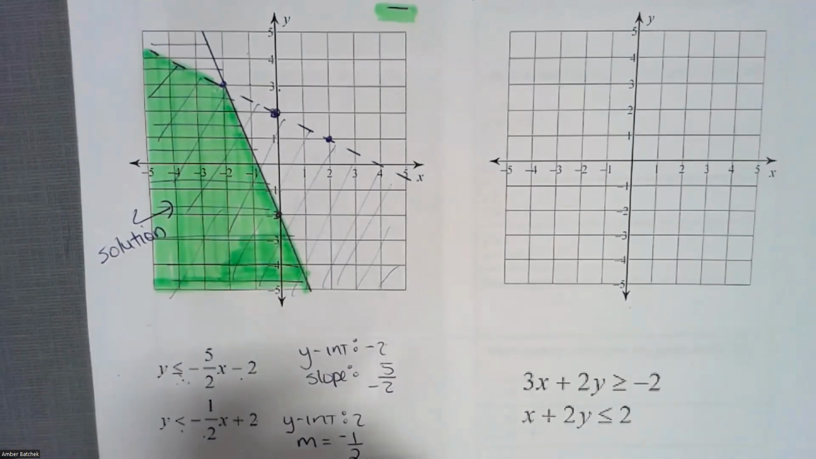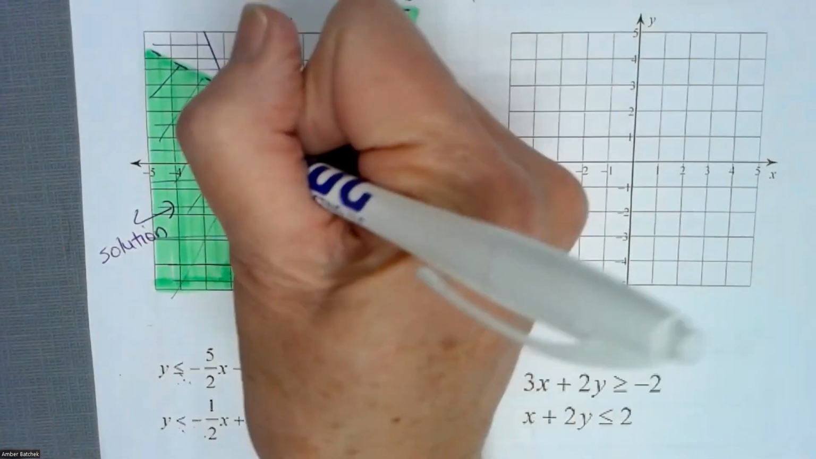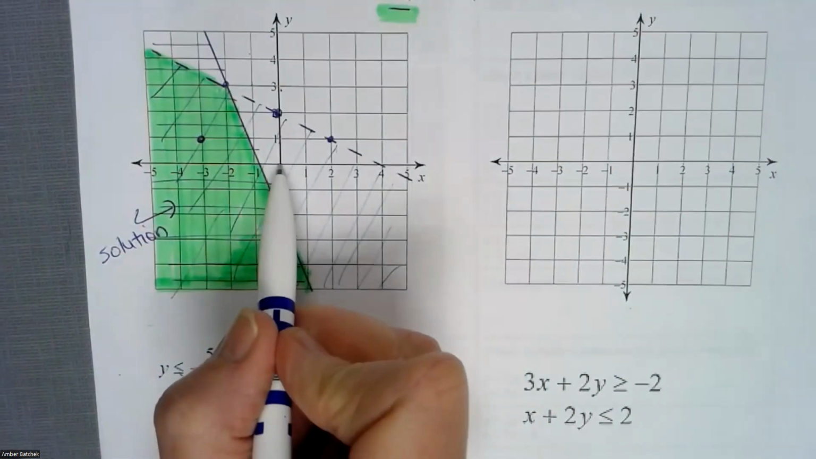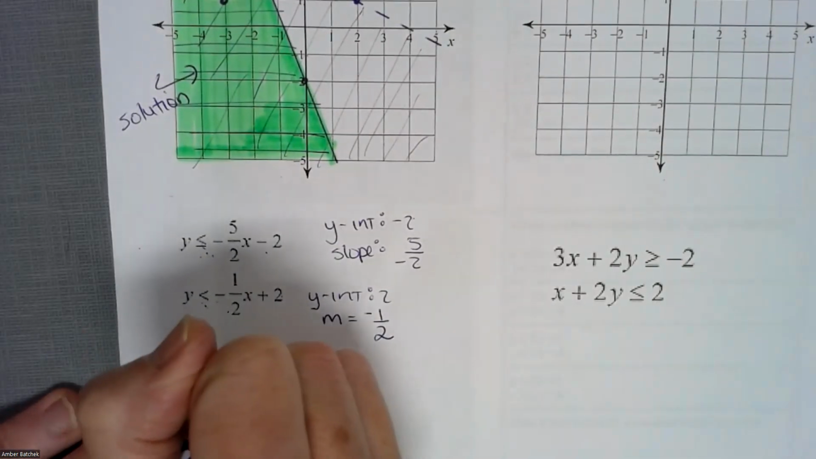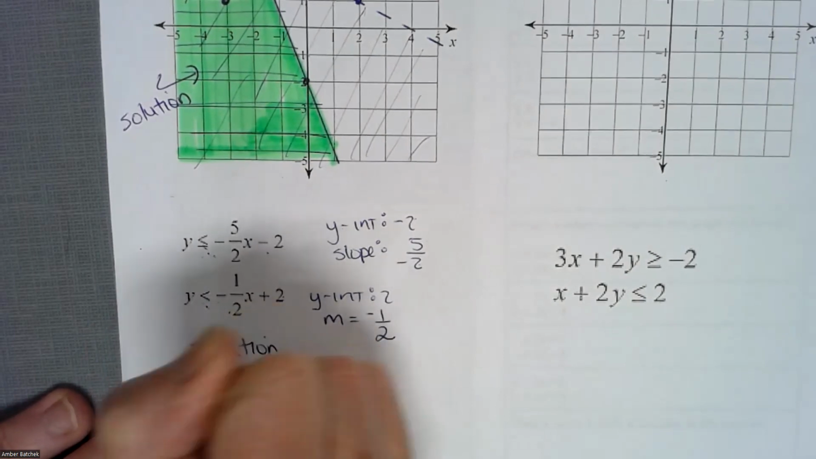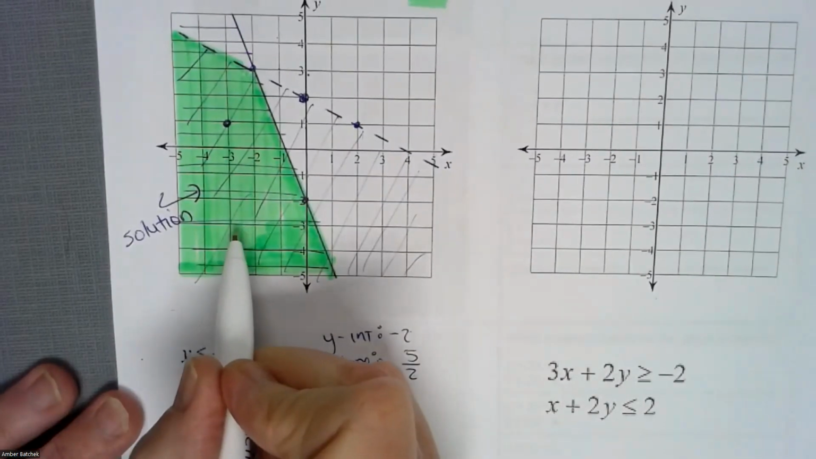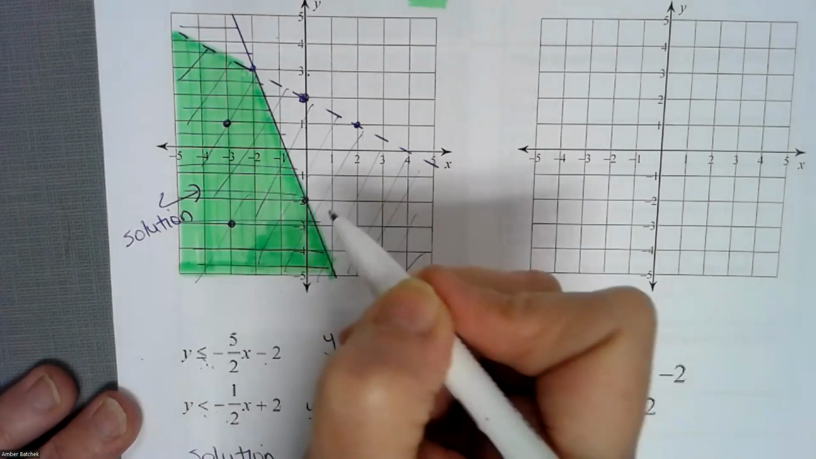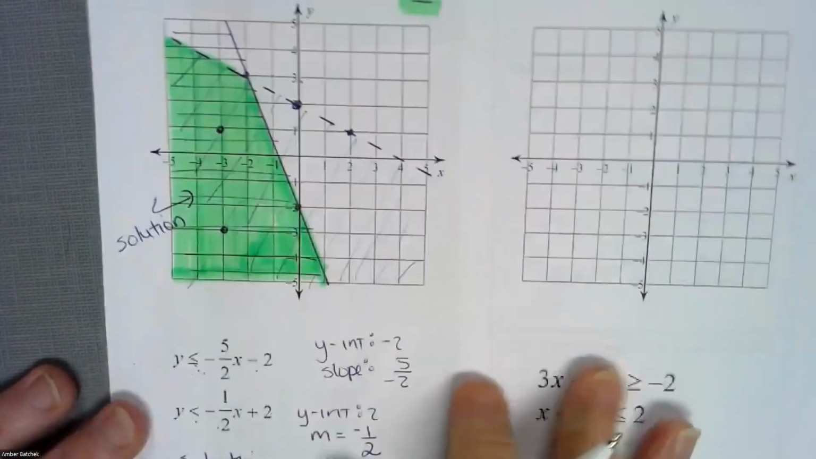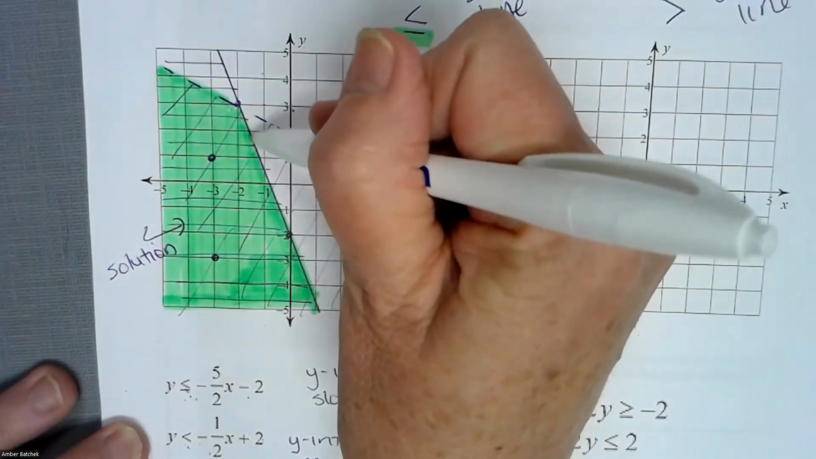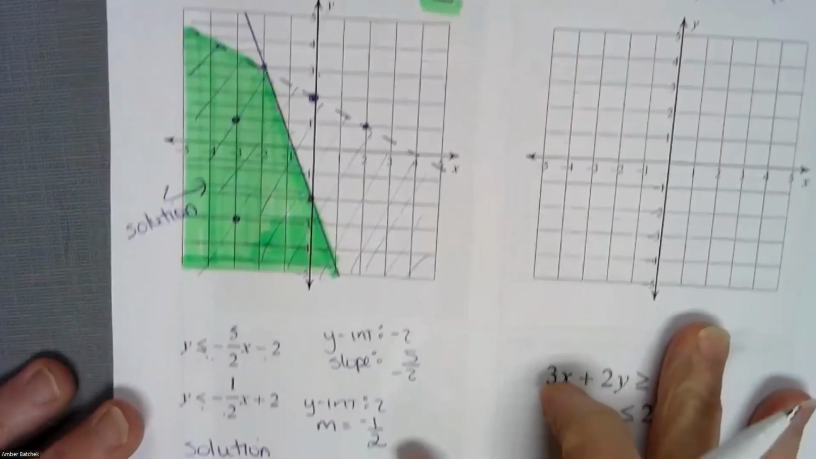And on Delta Math, you're going to be asked to choose a solution. So anywhere in the shaded area, any ordered pair can be a solution. So I'm just going to pick one. Let's pick this one here. That is the ordered pair -3, +1. That is a solution to this set of inequalities, -3, 1. And I'll just pick one more. Let's go right here. This is -3, -3. Any ordered pair in the shaded region is a solution. Any ordered pair on the solid line is a solution. Any ordered pair on the dotted line is not a solution.